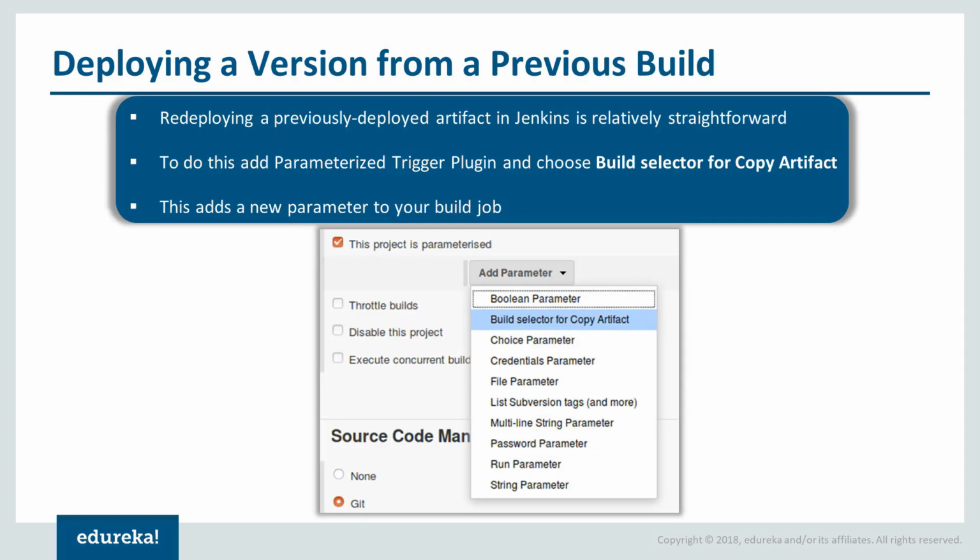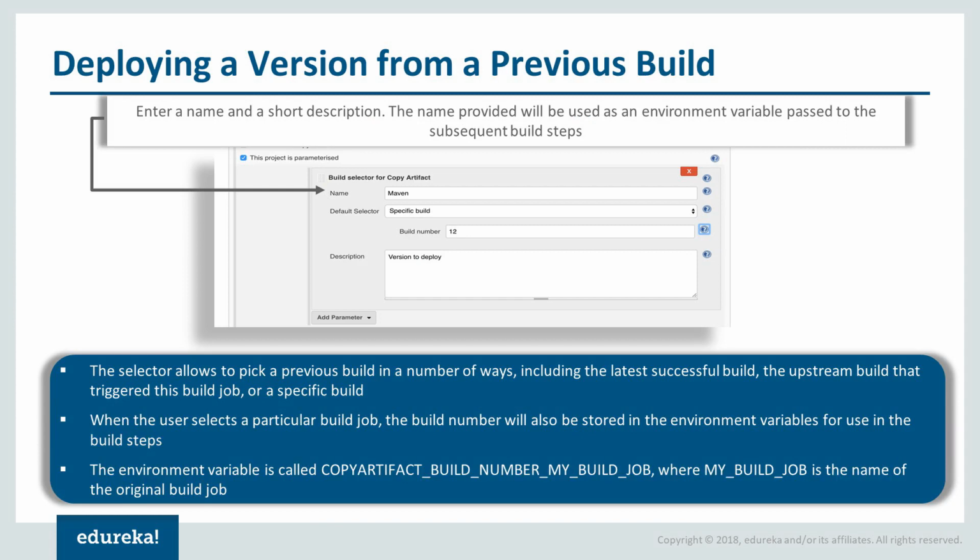So this is how it looks when you have the copy artifact plugin installed. You just need to select this option called build selector for copy artifact, and you can actually get this inside the parameterized builds, which we have seen already. Once you select this option, this is the screen you are welcomed with. You just need to enter a name or a short description. This name provided will be used as an environment variable passed to the subsequent build steps. So whatever name you provide here, keep it handy and make sure you remember it, because this will be used later on in that job.